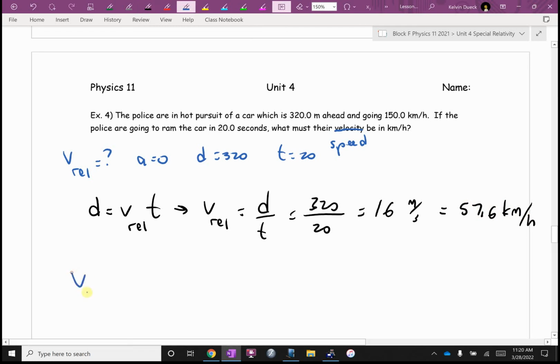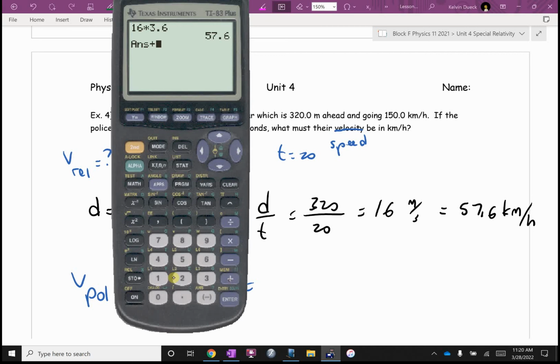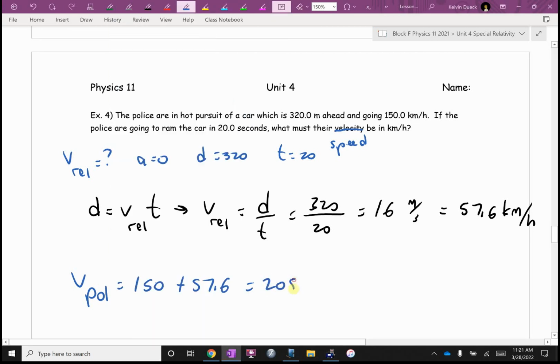Now I can solve. V police is going to be... How can I figure out how fast the police have to go then, Fahim? Yeah. The bad guys were going 150. The police have to be going 57.6 faster. So really what I did in this question at the beginning, I ignored that 150. I said, let's pretend the bad guys are at rest. Let's find a relative speed. Then we'll translate it back into the frame of reference. Police have to be going 207.6. I'll call it 208 kilometers per hour.